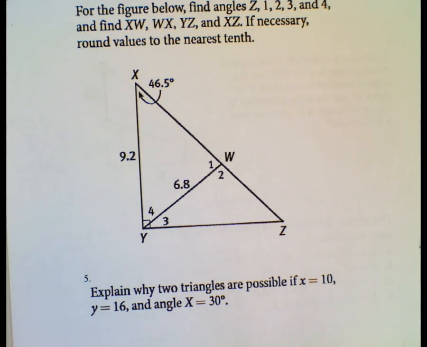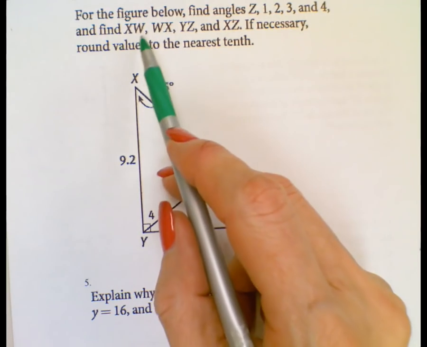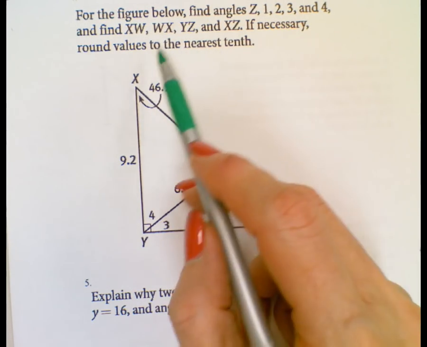And then this is the Unit 5 quiz on adding and subtracting units. That's this one right here. Where's part 1 to this? That's a Y at the end. To figure below, find angle Z, which is right here, and find X, Y, W, X, Y, Z, if necessary, round.